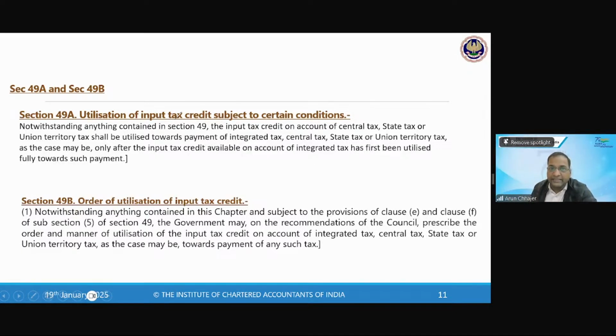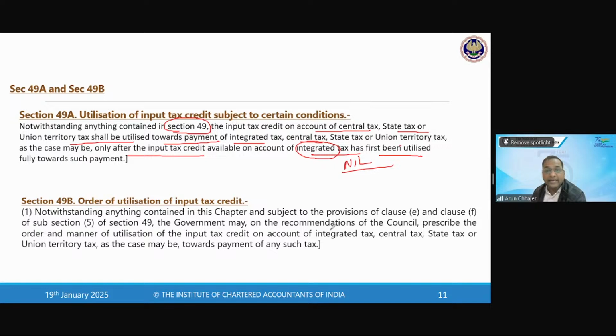Notwithstanding anything contained in section 49, ITC on account of the CGST, SGST, or UTGST shall be utilized toward the payment of I, C, and S after ITC under I has been completely utilized toward such payment. It means I has to become 0. Then you can use C, S, whatever we have discussed.